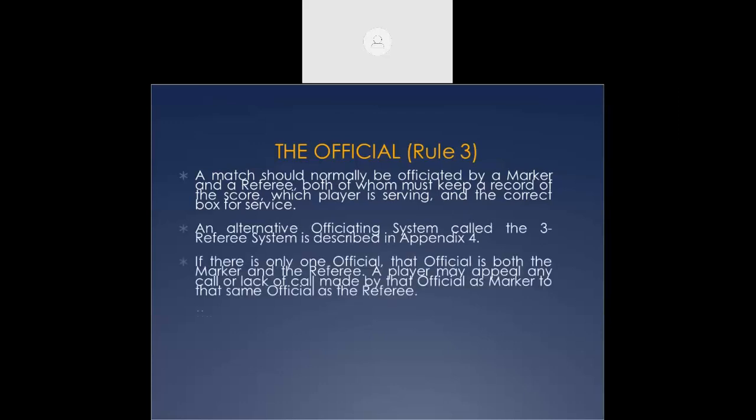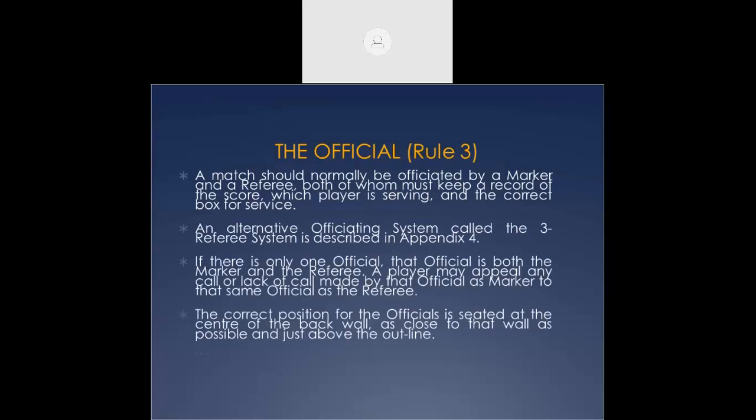Then the officials are going to be a referee and a marker. The general system is the referee-marker system. Sometimes a single official might act as a referee and a marker. There's an alternate system of three referees. And at the elite level of PSA, we have a referee and a video referee backing them up, which is the best system.